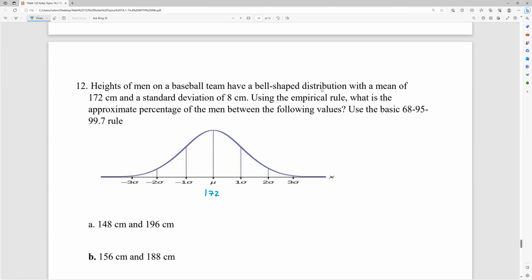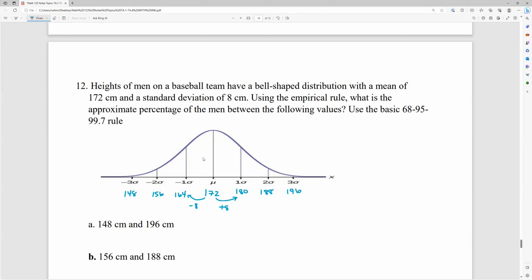Standard deviation of 8. So we're going to add 8 and subtract 8 to move from left to right on our standard deviation listing. So this one would be 180, 188, and 196. If we subtract 8 from 172, we'd have 172 minus 8 is 164. Subtract 8 again, we get 156. Subtract 8 again, we get 148. So this is our spread out data values, 3 standard deviations below and above our mean.